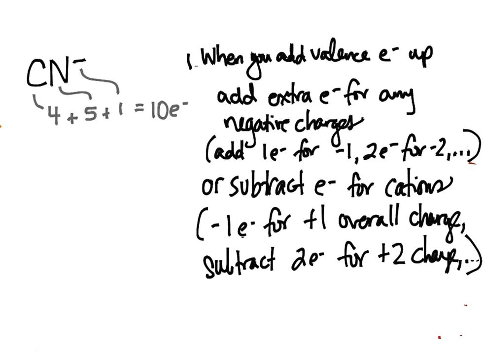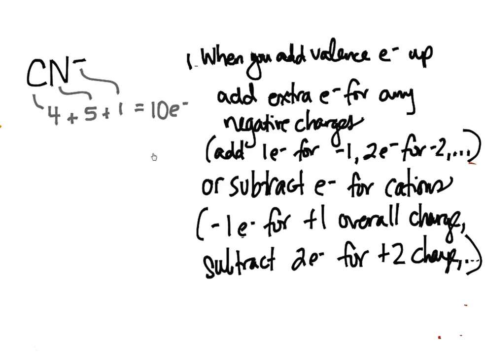In step 1 where you add up valence electrons, you add extra electrons for any negative charges. So this is -1, so we add 1 electron. But if it were a -2, you would add 2 electrons. If it were a -3, you would add 3 electrons. However many negative charges you have overall, you add an extra electron for each one.